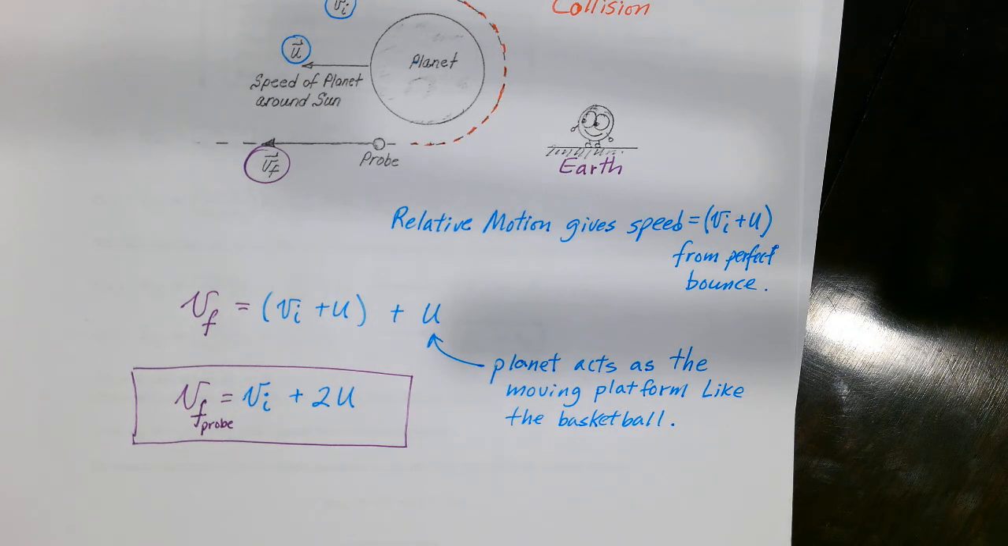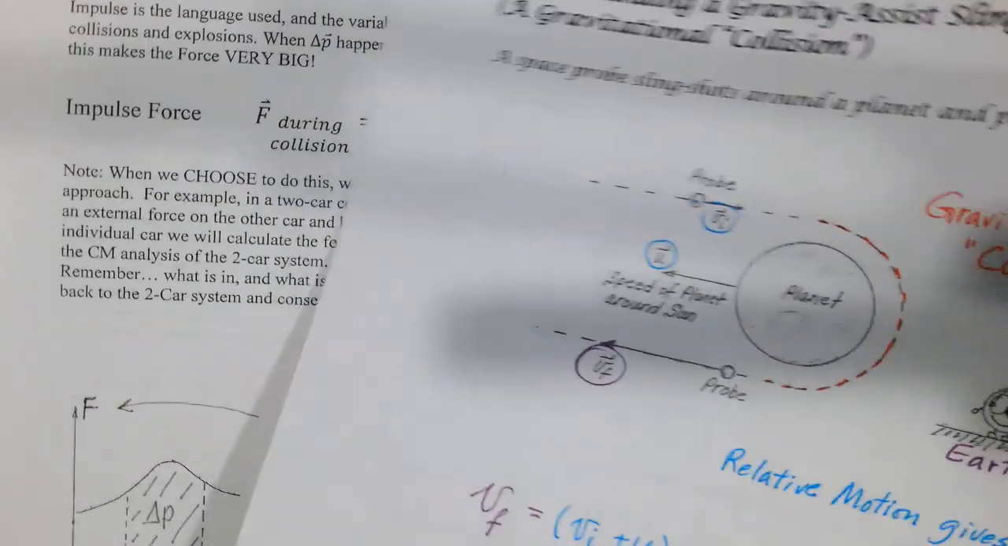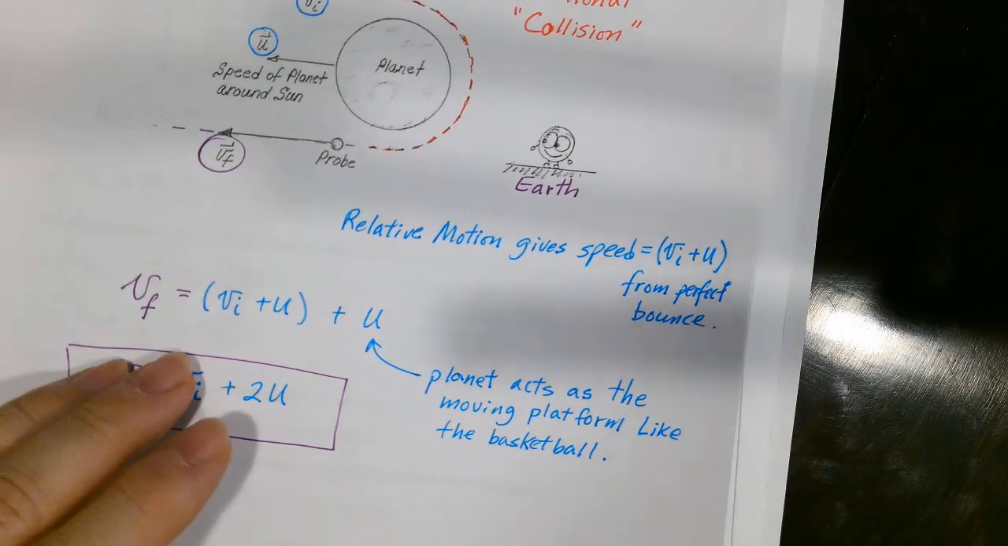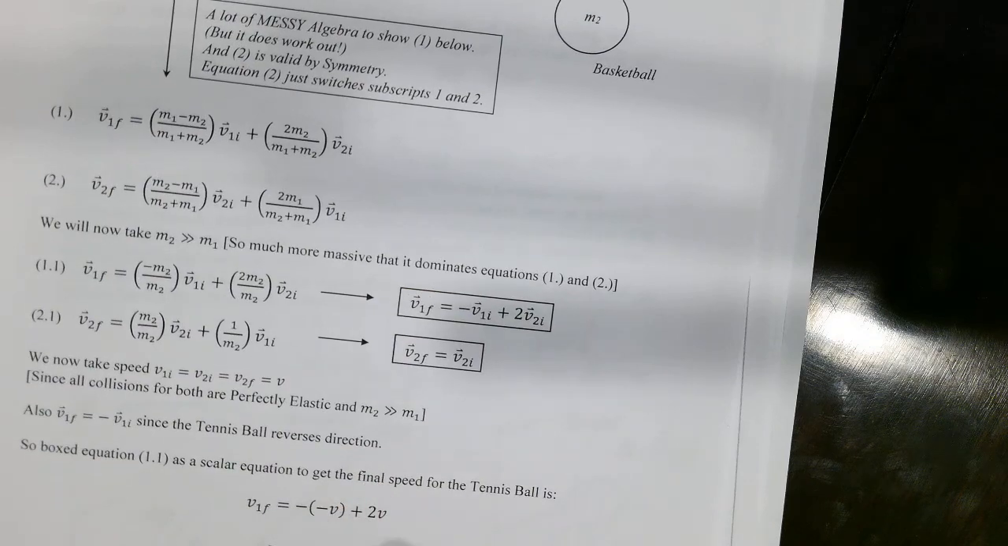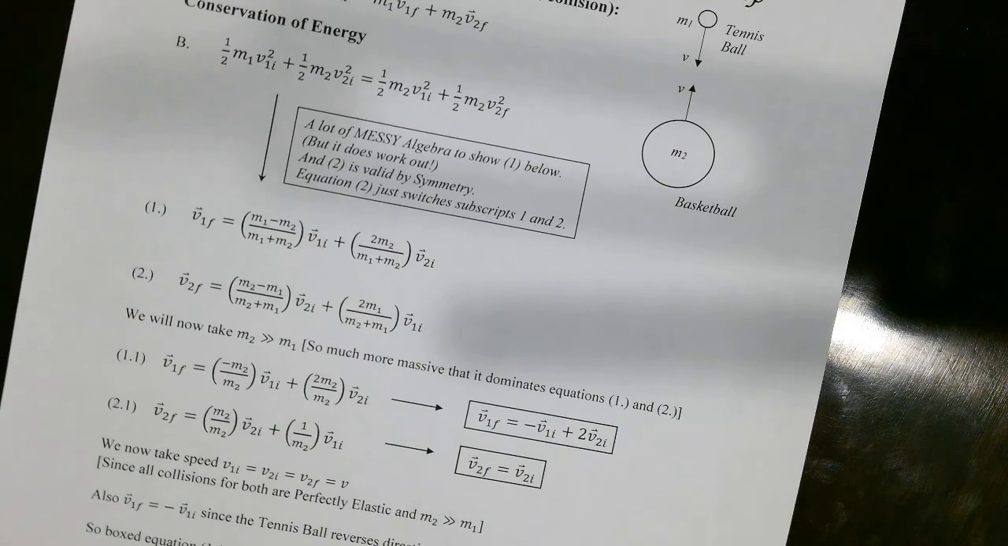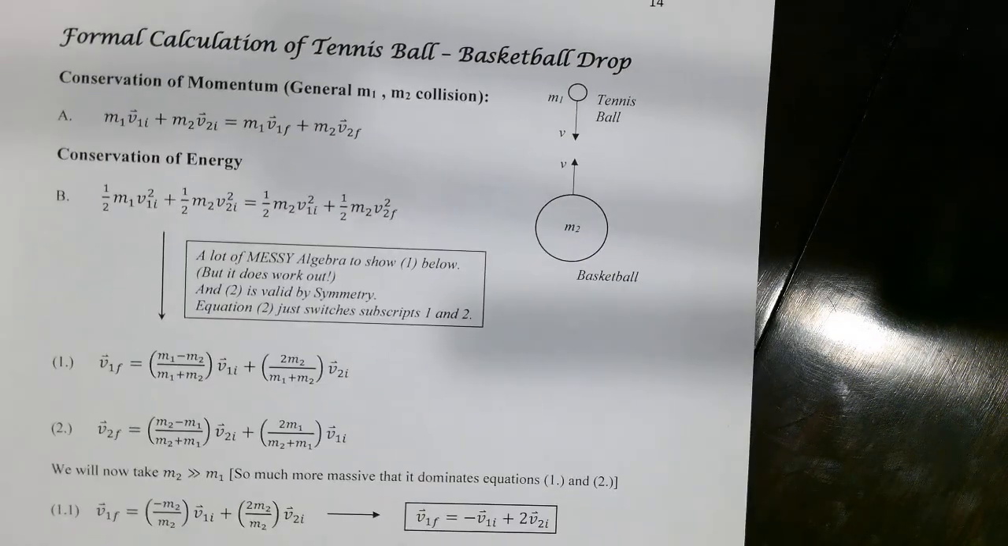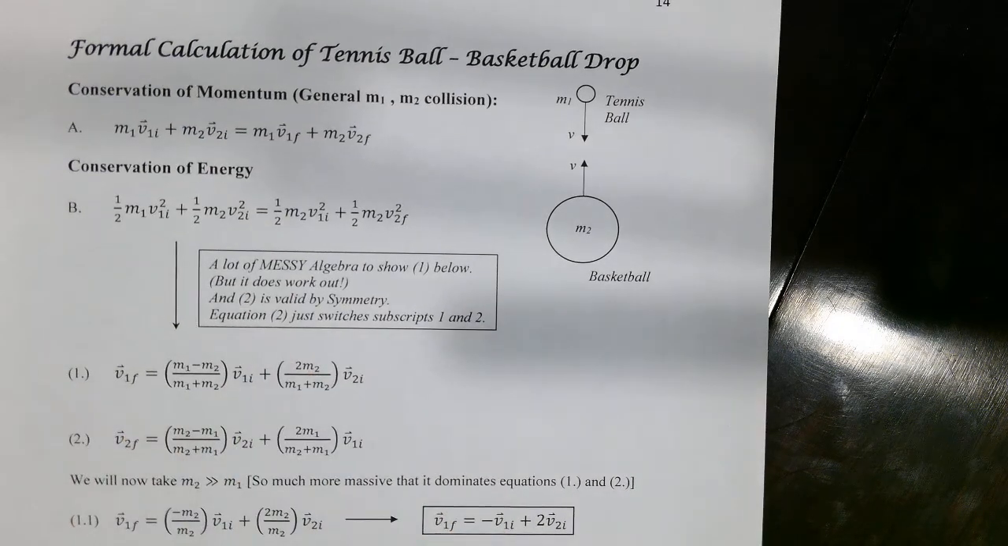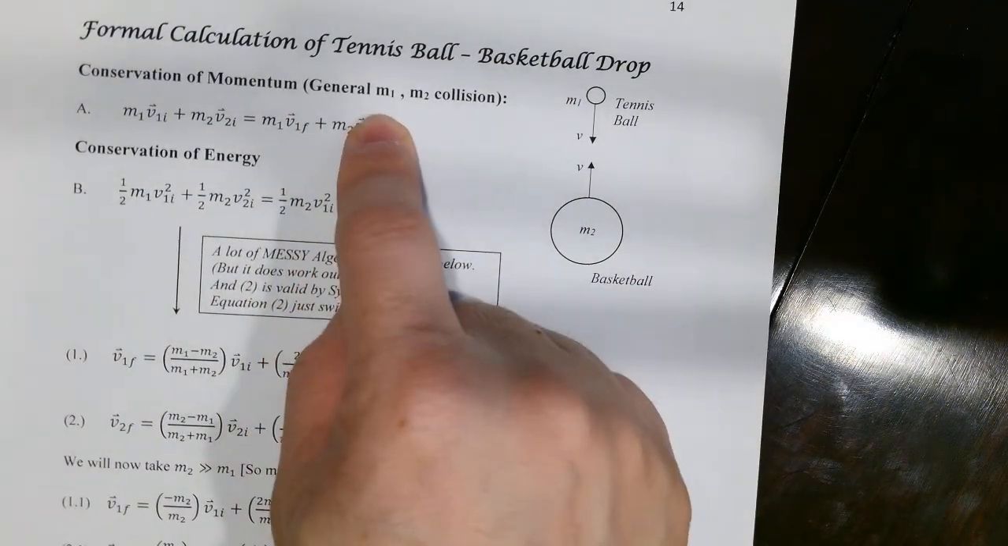Now, the last page. I am not going to do this because this is crazy, but if you want to torture yourself, and if you're a masochist and love pain, you may want to solve this out on your own. So here's the math behind the tennis ball and basketball. We already know the conservation of momentum has to happen. So it's pretty much a general M1, M2 collision.